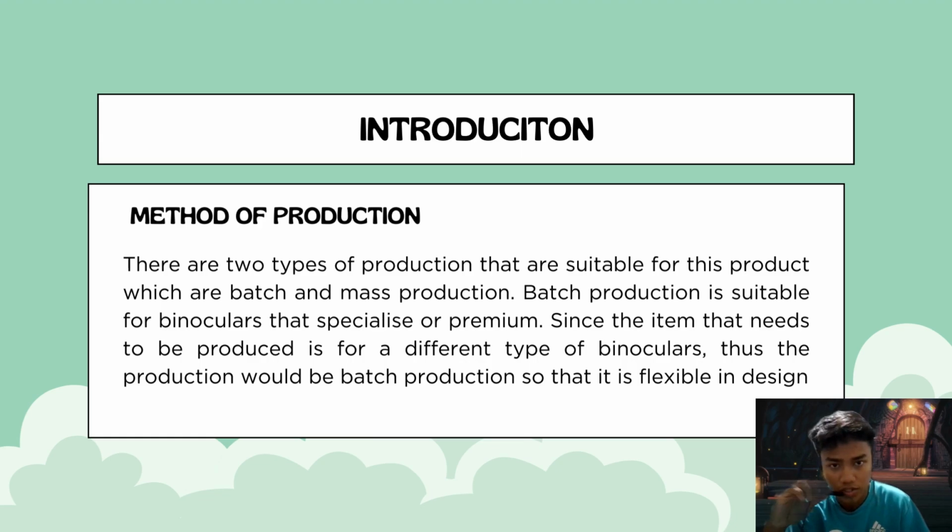So, my part is the introduction. First, method of production. There are two types of production that are suitable for this product, which are batch and mass production. Batch production is suitable for specialized or premium binoculars, since the items that need to be produced are for different types of binocular. Thus, the production would be batch production, so that it is flexible in design. This means that the binoculars have many types, for military, adventure, or other uses. That is why batch production is more suitable. Mass production needs to standardize all of the product, but the parts of the binocular are of different types. That is why.